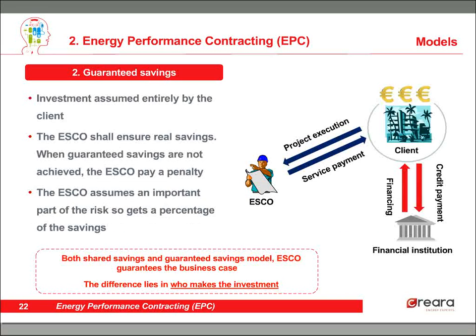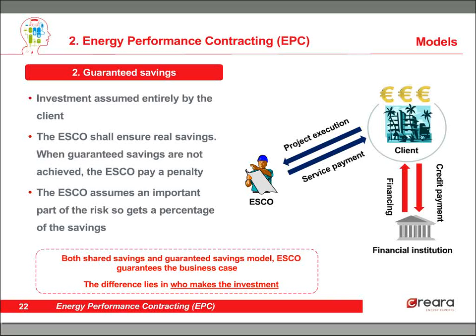On the other hand, we have the guaranteed savings. Okay, basically under this model, the investment is assumed entirely by the customer, and the ESCO's work would be to ensure real savings. If these savings are not achieved, the ESCO would be penalized. They should pay a penalty. So the ESCO is assuming part of the risk, so it gets rewarded for this.